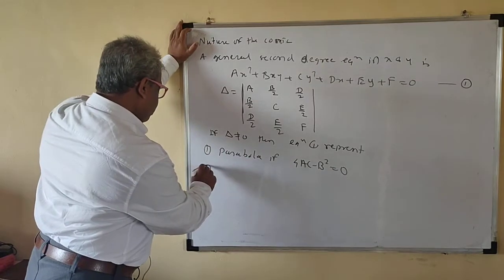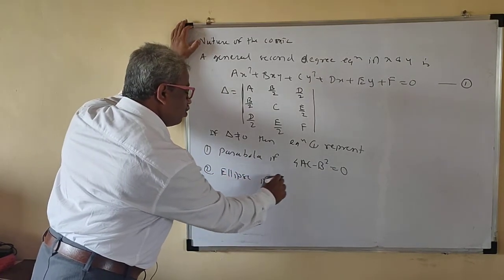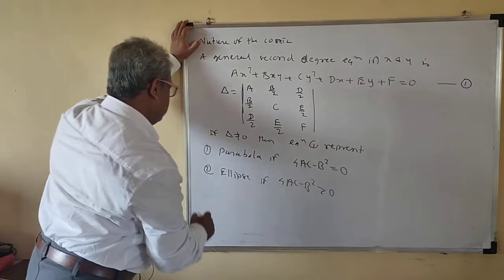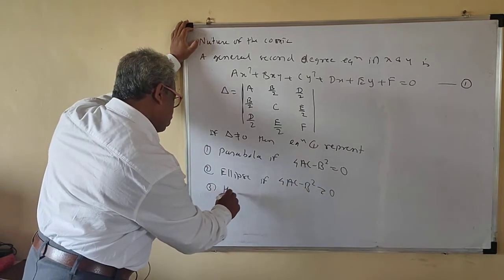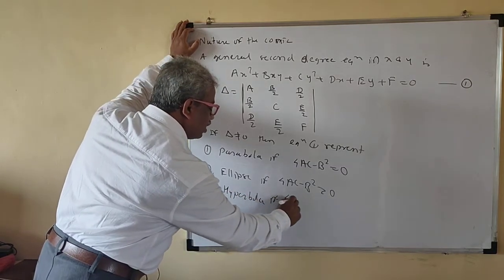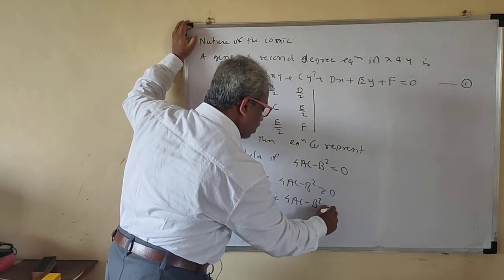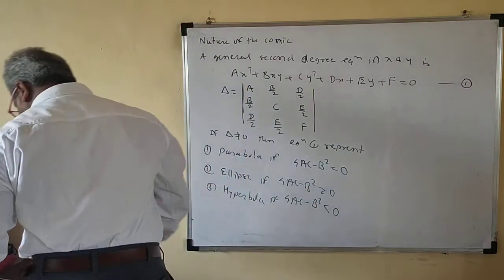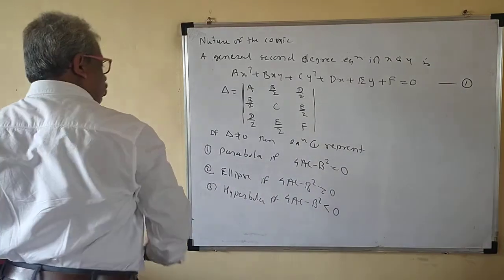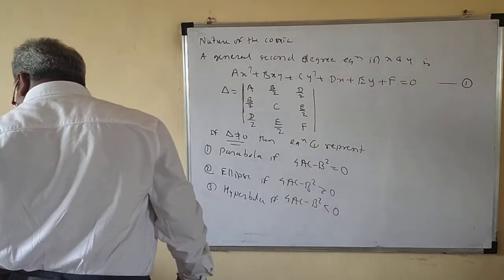Okay. Second, ellipse if 4ac minus b square is greater than 0. And third, hyperbola if 4ac minus b square is less than 0. Is less than 0. So note that here we assume that delta not equal to 0. Okay.